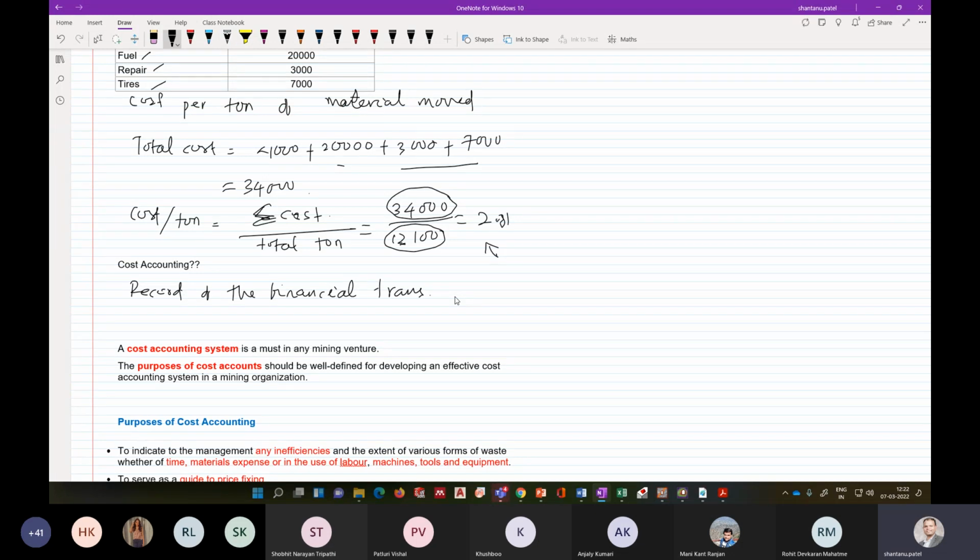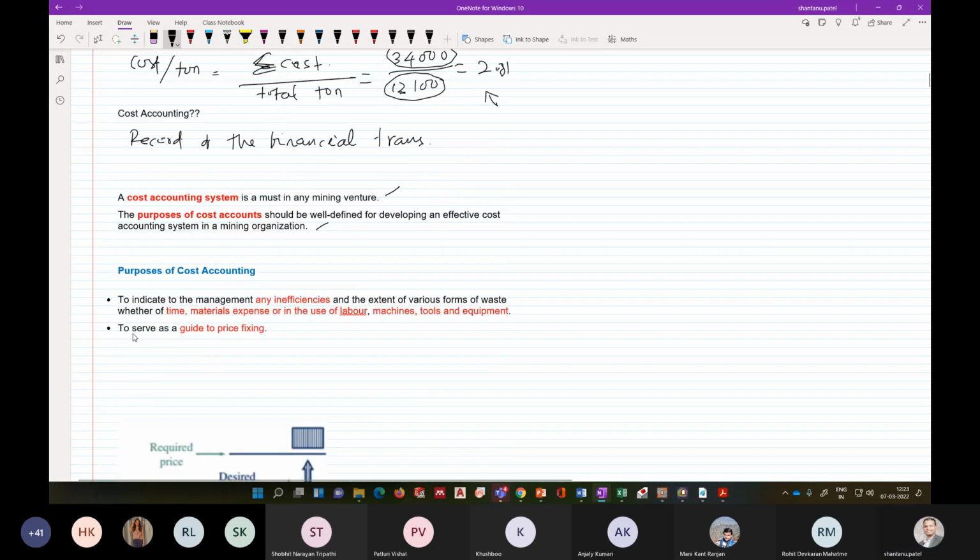Okay, and a costing accounting system is a must in a mining venture. Because otherwise, how do you know how much you're spending, right? The purpose of the cost accounting should be well defined for developing an effective cost accounting system in a mining organization.